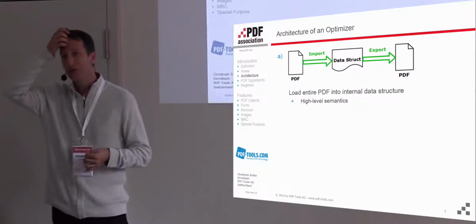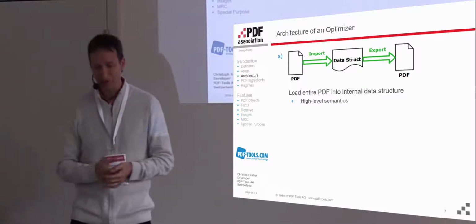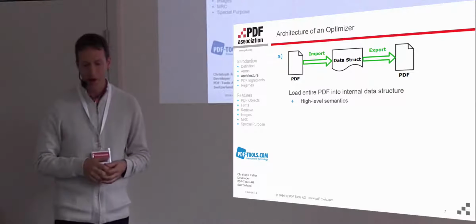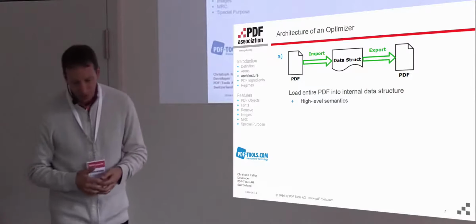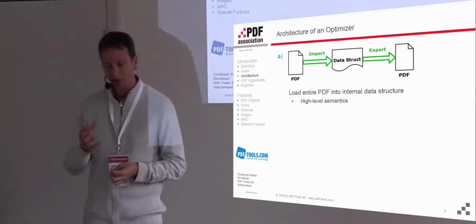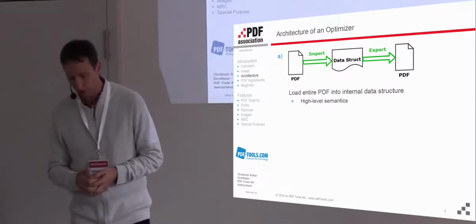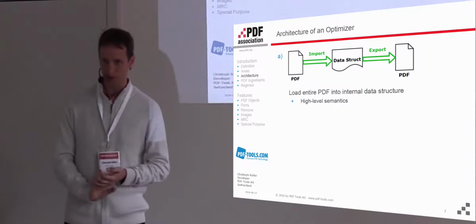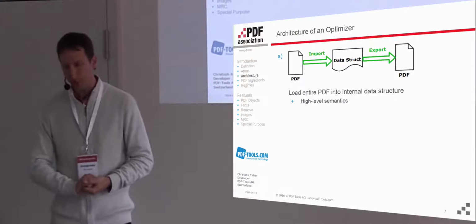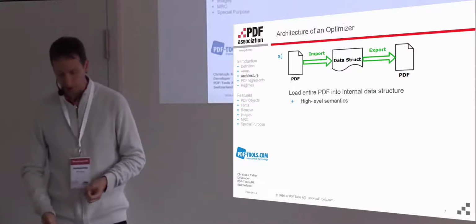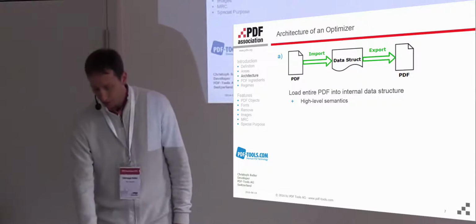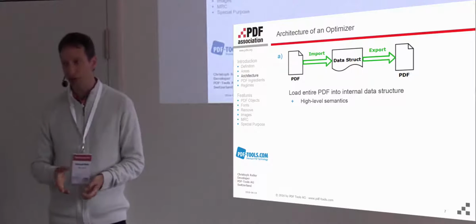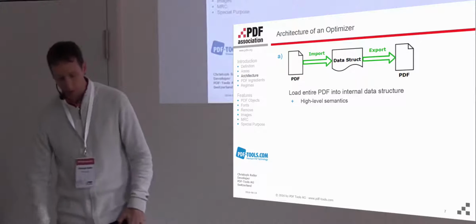I've come up with two possible ways of making an optimizer, and there must be more, of course. I'll just show you the two. Number A, you load the whole PDF inside an internal data structure, and then basically you can throw away the input PDF, and then you export that again into an output PDF. And while doing so, you do these optimizations. This, of course, has the advantage that you can apply high-level semantics. You have full control over everything.